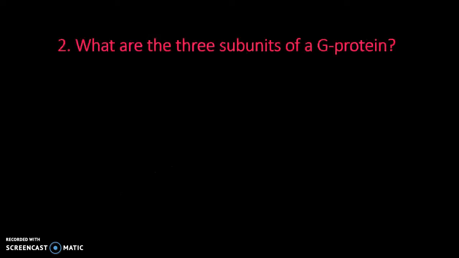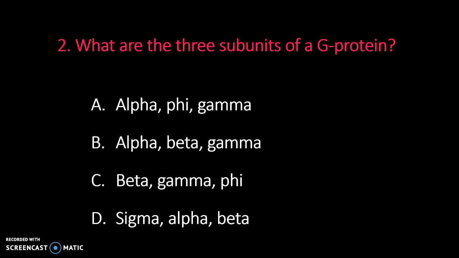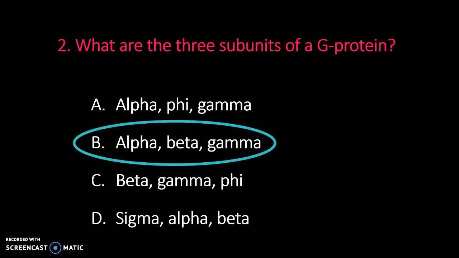So the next one I have for you is, what are the three subunits of a G protein? So you have alpha, phi, gamma; alpha, beta, gamma; phi, sigma, alpha; or beta. Now, the correct answer was alpha, beta, gamma. So remember that the alpha will break away from the beta and gamma subunits when its GDP is removed and a GTP comes into place to make it active.